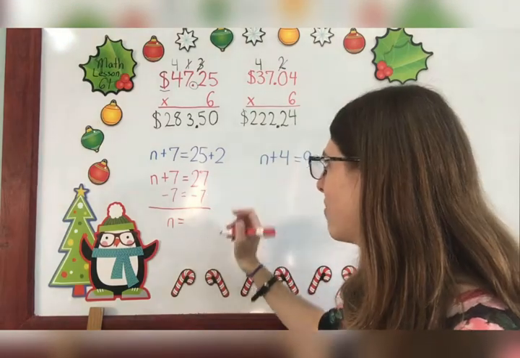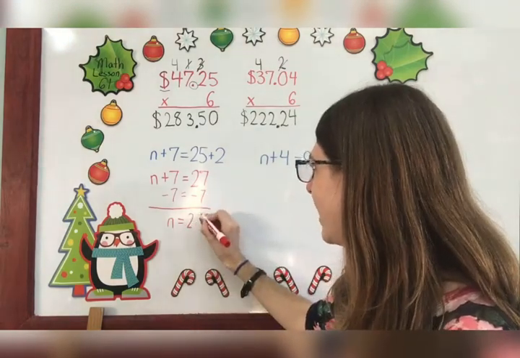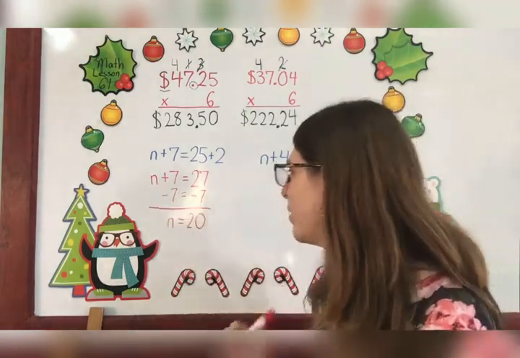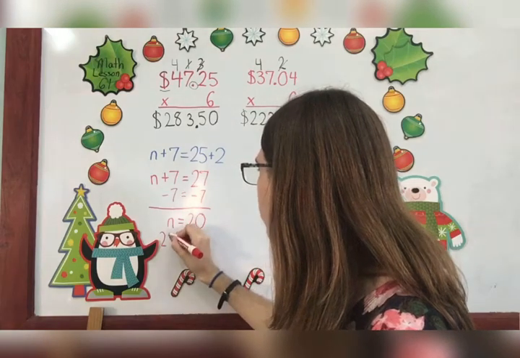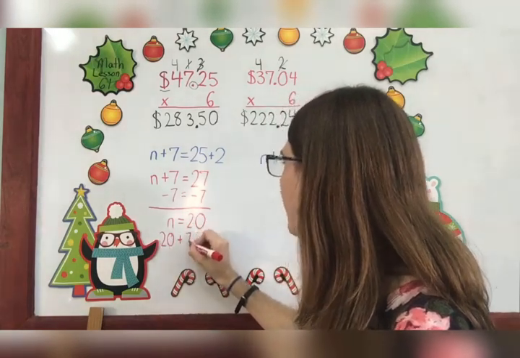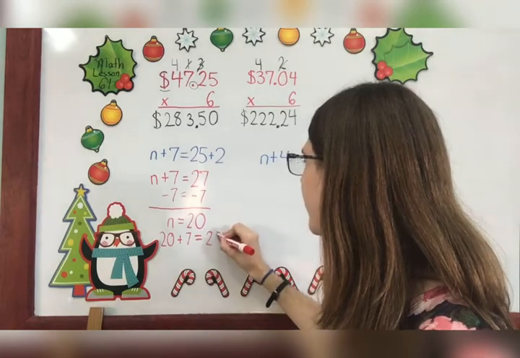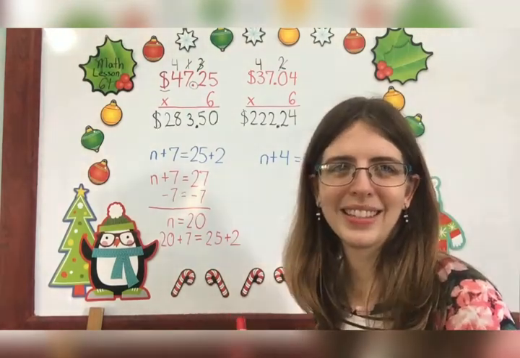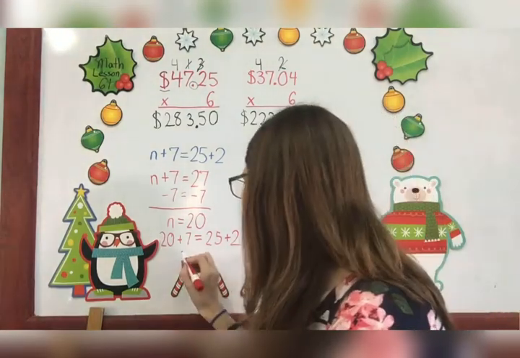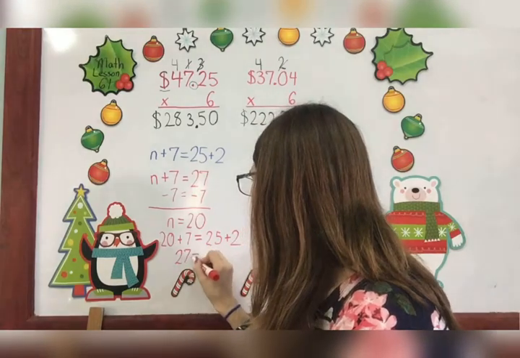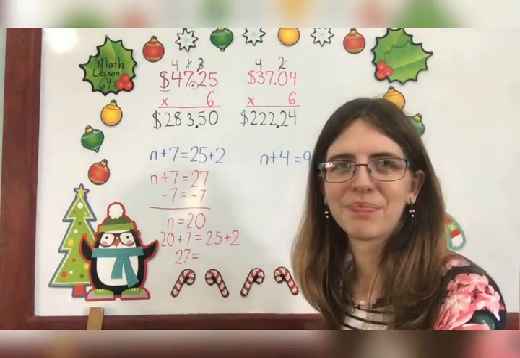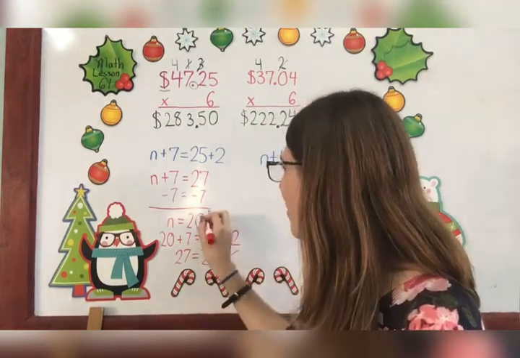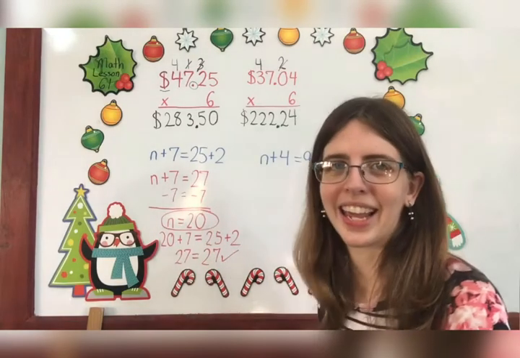Now I have 27 minus 7, which is 20. Now I need to check my problem by putting 20 where n used to be. So I have 20 plus 7 equals 25 plus 2. 20 plus 7 is 27. 25 plus 2 is also 27. So since my numbers match, n equals 20 is my answer.